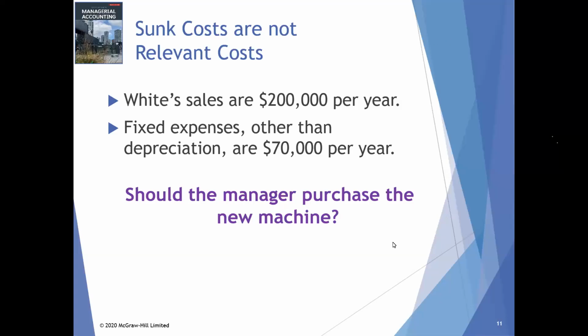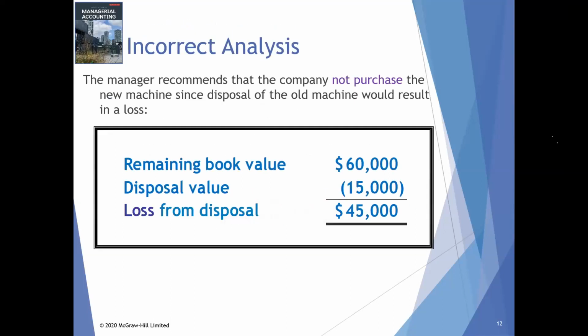So normally, what we think is that the manager recommends that the company not purchase the new machine, since the disposal of the old machine would result in a loss. But this analysis is wrong, because we know that the book value of the machine is $60,000, and if we sell that machinery today, we will receive $15,000 as disposal value, and the loss from the disposal will be $45,000.